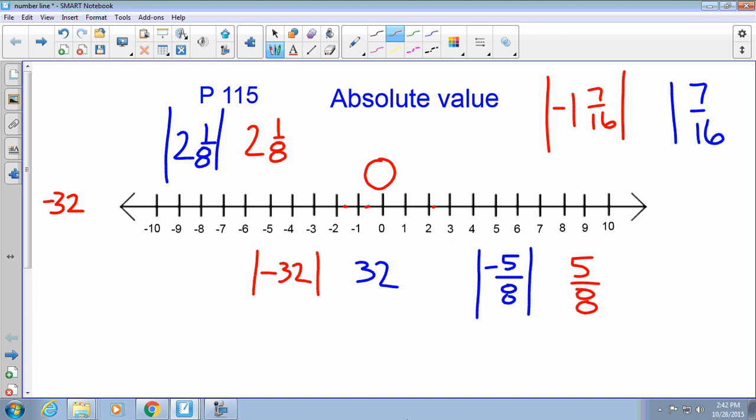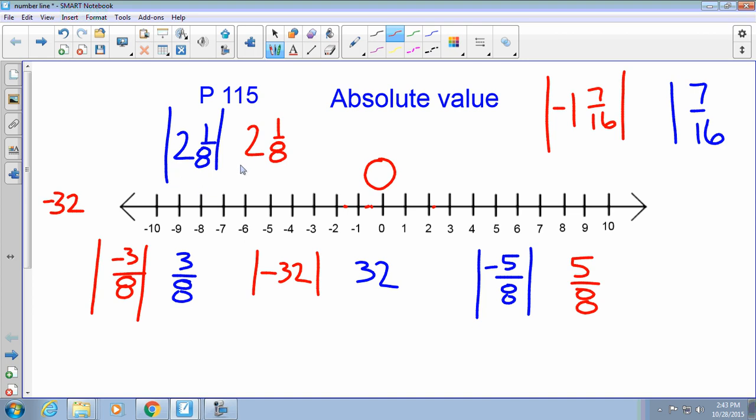The last one they have is -3/8. I'll move -3/8 down here. If we're trying to find the absolute value of -3/8, it's simply going to be 3/8. So -3/8 would be somewhere by this dot. So it'd be very close to -5/8. In fact, it'd be just a little bit closer to 0. So -3/8 absolute value is 3/8.